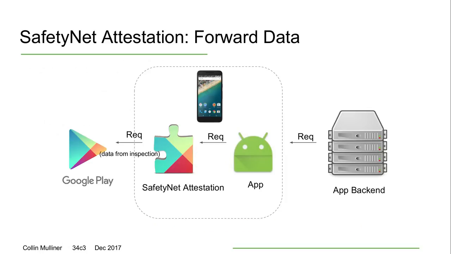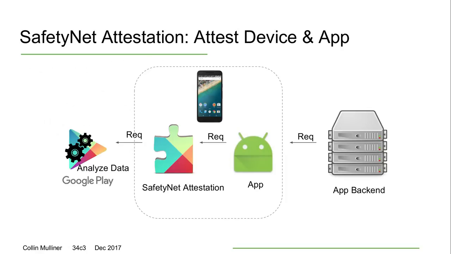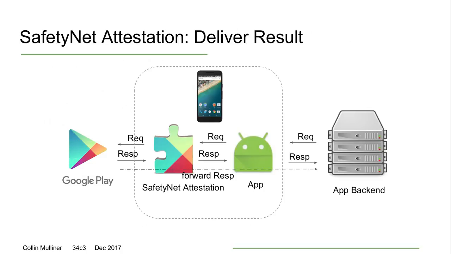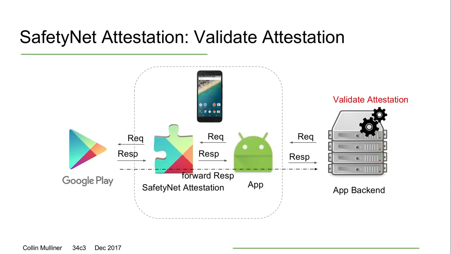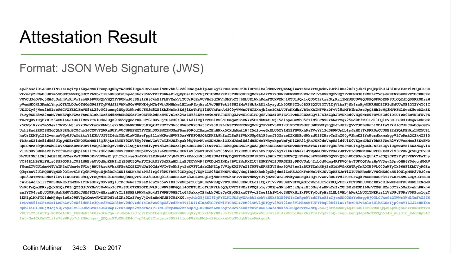So after attestation has checked up the device and the app, it will send the data back to Google. Google will analyze it, determine the state of your device and your app, and forward the response to your app. And because if you modify the app and it were not signed, you could just tamper with this attestation response, the response is signed. So in the backend, you should validate that signature and then validate the attestation, and then you actually know what you're dealing with. That's basically what you get back.